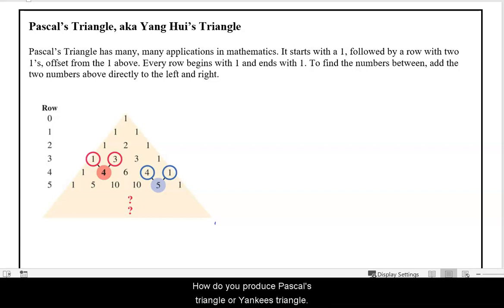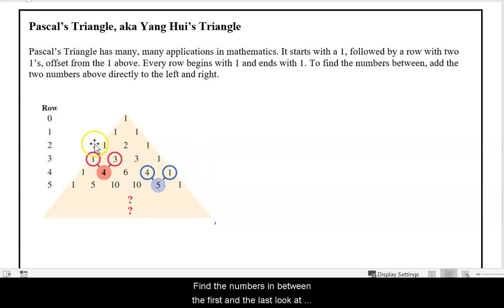How do you produce Pascal's triangle or Yang Hui's triangle? You start with the 1 and you're going to build a triangle shape or a pyramid. The 1 goes at the top at the pinnacle or the top of the pyramid. In the second row below it, you will also put 2 1s. The 1s have to be offset from the 1 above them, meaning there should be blank space between them directly below the 1 at the pinnacle. When you continue, notice that every row begins with a 1 and every row ends with a 1.